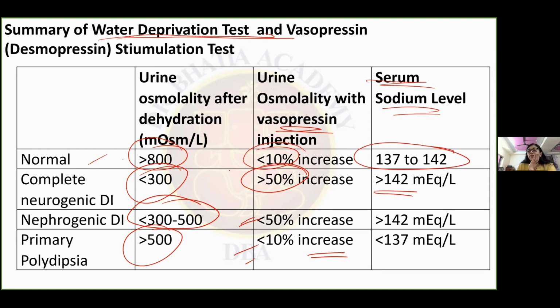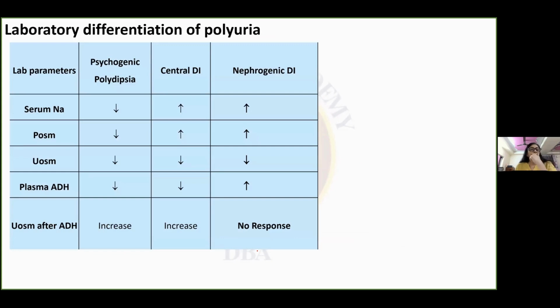Normally, the sodium is between 135 to 145. In case of central DI, there is hypernatremia. In case of nephrogenic DI, again a hypernatremia. But in case of polydipsia or a psychogenic DI, the serum sodium is not raised. Rather, there is a dilutional hyponatremia because the patient keeps on drinking plain water. So this is again a recapitulation of the same table.